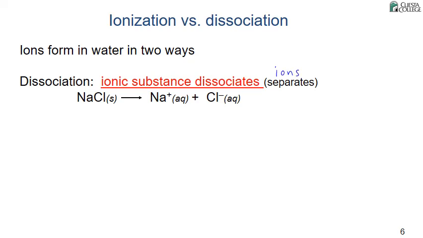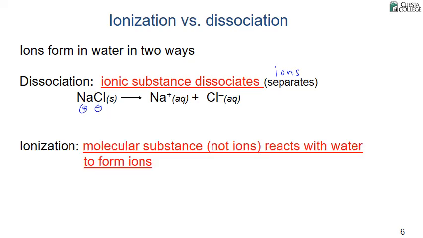In sodium chloride, the sodium ions and chloride ions are already charged particles, and the water just serves to separate them from each other to go into solution. The second type of forming ions is called ionization, and that's when a molecular substance that doesn't exist as ions reacts with water, which is not an ionic substance, it's also molecular, and that combination forms new ions.